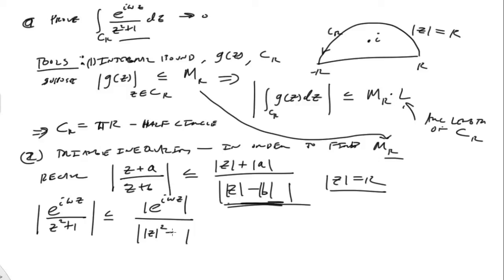Oop, there we go, like that. All right, and of course I know that that is equal to the modulus of e to the i omega z all over r squared minus 1. And that's because r is bigger than 1, we can do that. We can take off the absolute values.